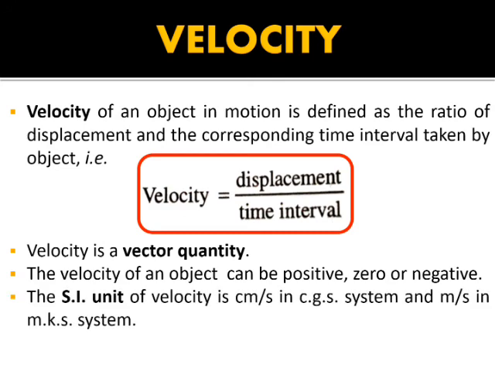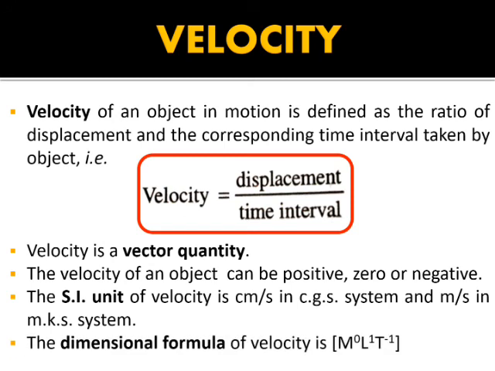The unit of velocity in the CGS system is centimeter per second and in the MKS system is meter per second. The dimensional formula of velocity is M^0 L^1 T^-1. An object is said to be in uniform motion if its velocity is uniform and constant throughout the motion. That is, the object is moving with uniform velocity.